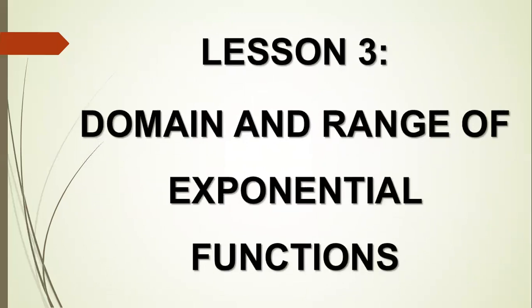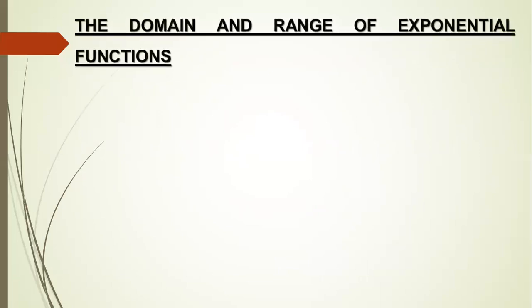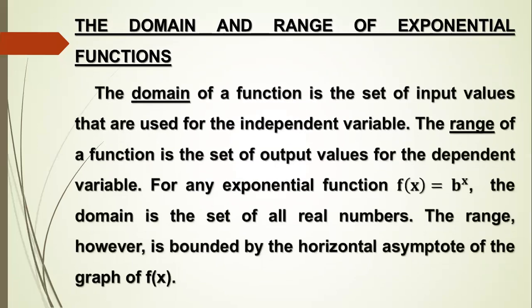Lesson 3. Domain and range of exponential functions. The domain of a function is the set of input values that are used for the independent variable. The range of a function is the set of output values for the dependent variable. For any exponential function, f of x equals b raised to x, the domain is the set of all real numbers. The range, however, is bounded by the horizontal asymptote of the graph of f of x.